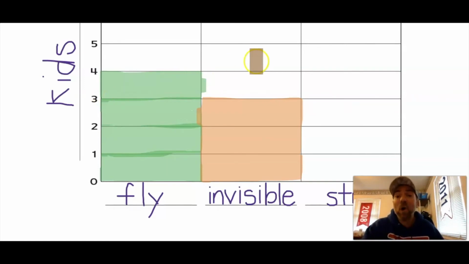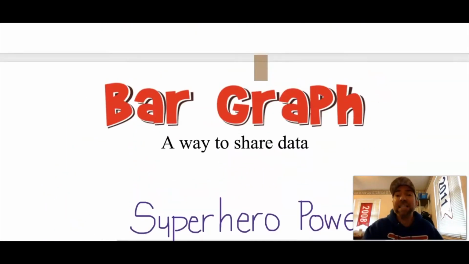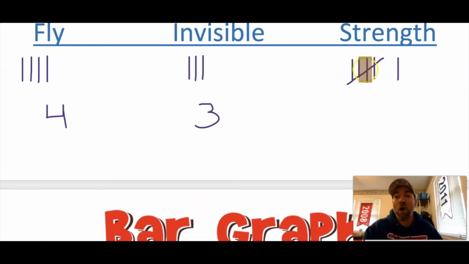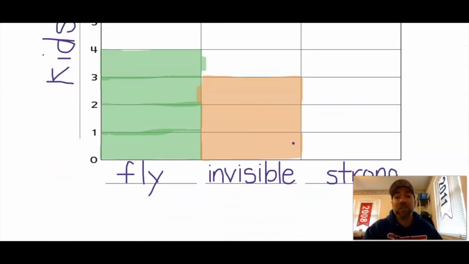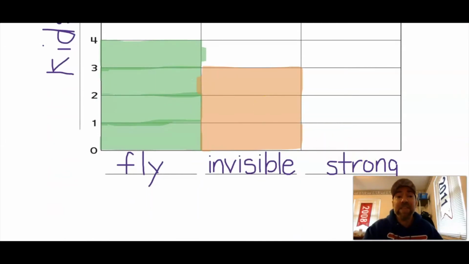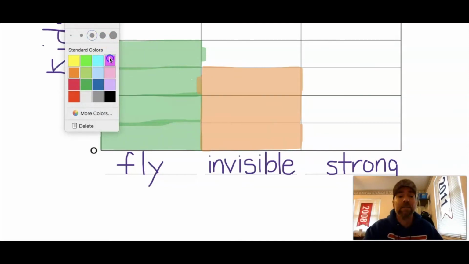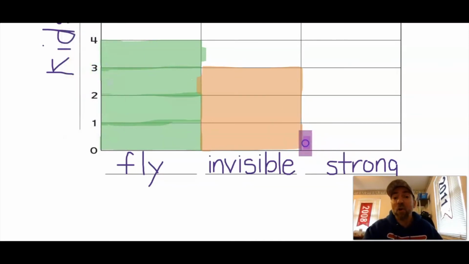And now we're on strong. So let's see how many voted for strong. 1, 2, 3, 4, 5, 6. So now we're going to go to our bar graph. We're going to find strong. And this time we're going to color in 6 of our bars above strong. So go ahead and color in 6 bars.